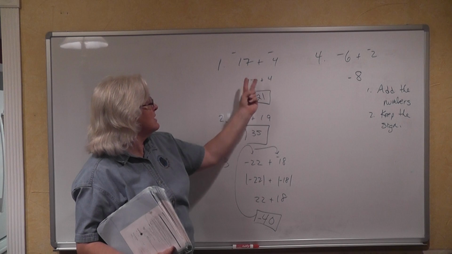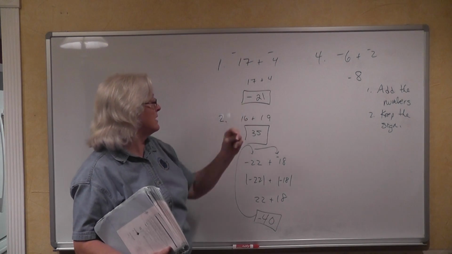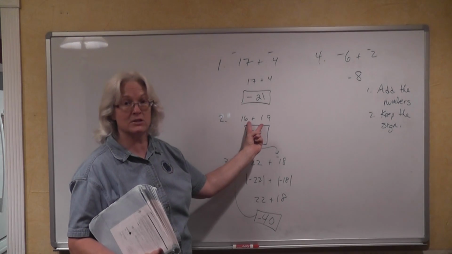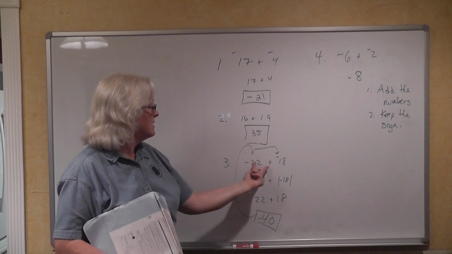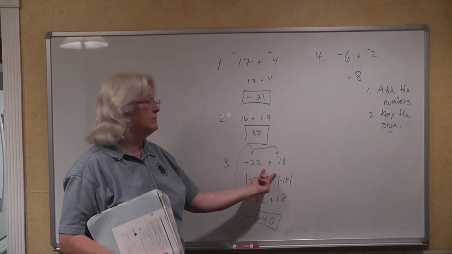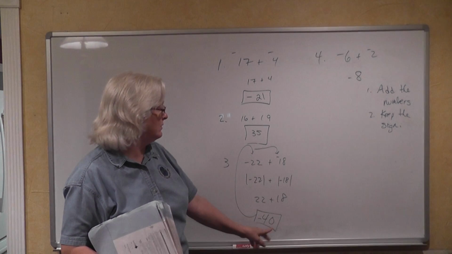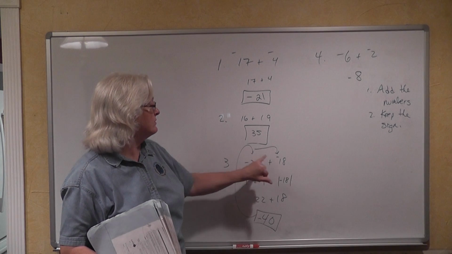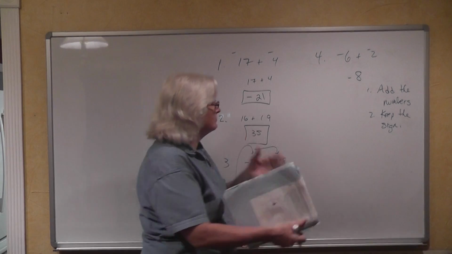The signs are the same. 17 plus 4, negative 21, you keep the sign. The signs are the same. Add 16 and 19, they're both positive, you keep the positive. Here, 22, 18, the signs are the same. You add 22 and 18, you get 40. Because you're adding two negatives, both those signs are negatives, your sum is going to be negative as well.